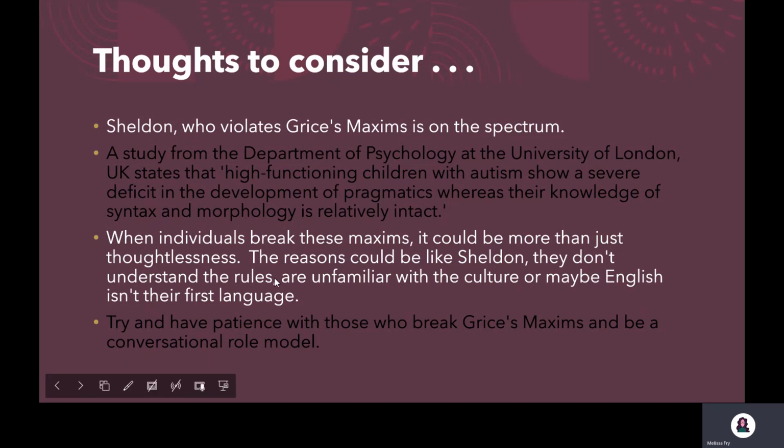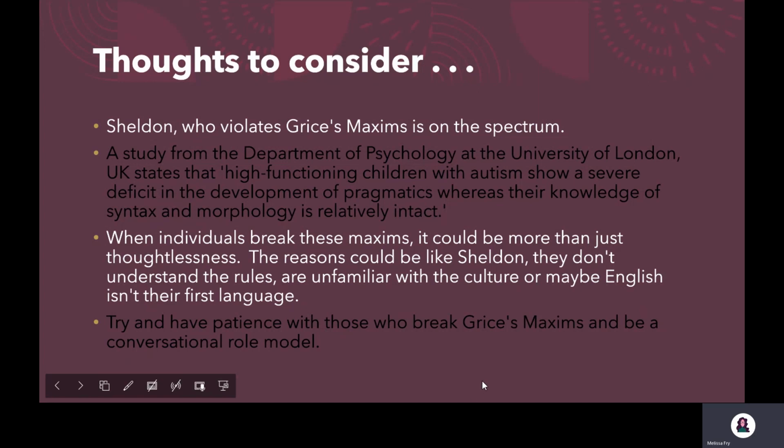So when individuals break these maxims, flouting is one thing, kind of doing it for effect, for humor, or to make a point. But when they're broken, when they're violated, it could be more than just thoughtlessness or selfishness. Like Sheldon, they may just not understand the rules or have a hard time comprehending what they need to do. They could also be individuals who are unfamiliar with the culture, or maybe English just isn't their first language.